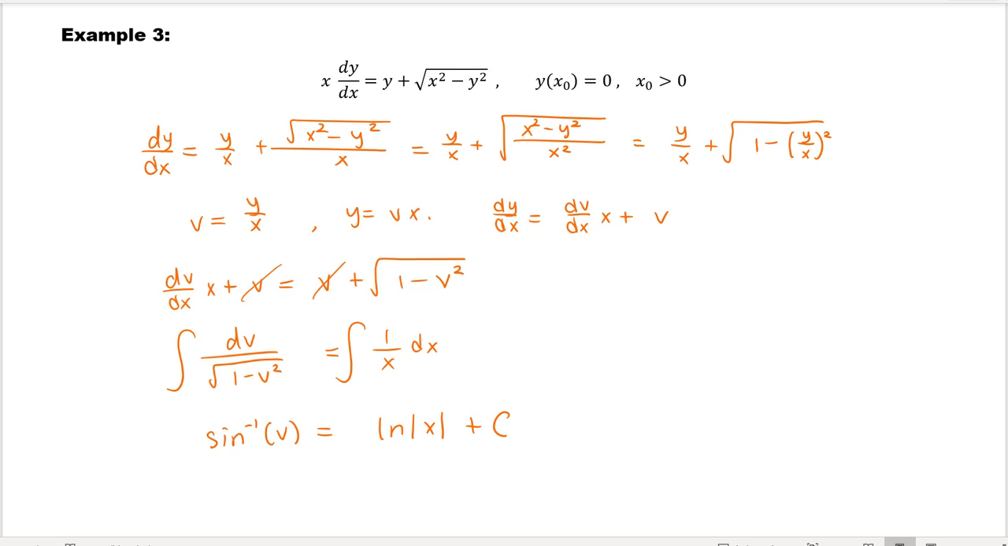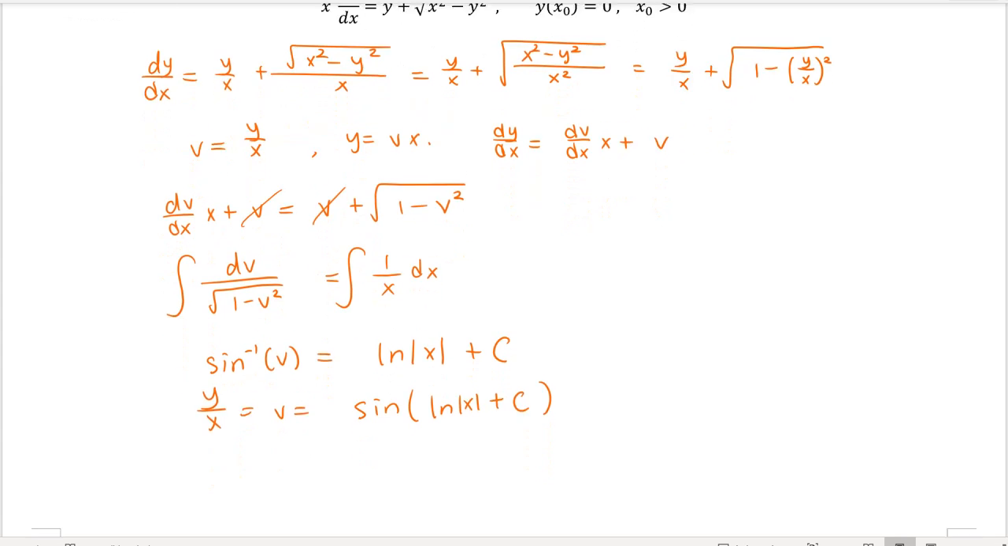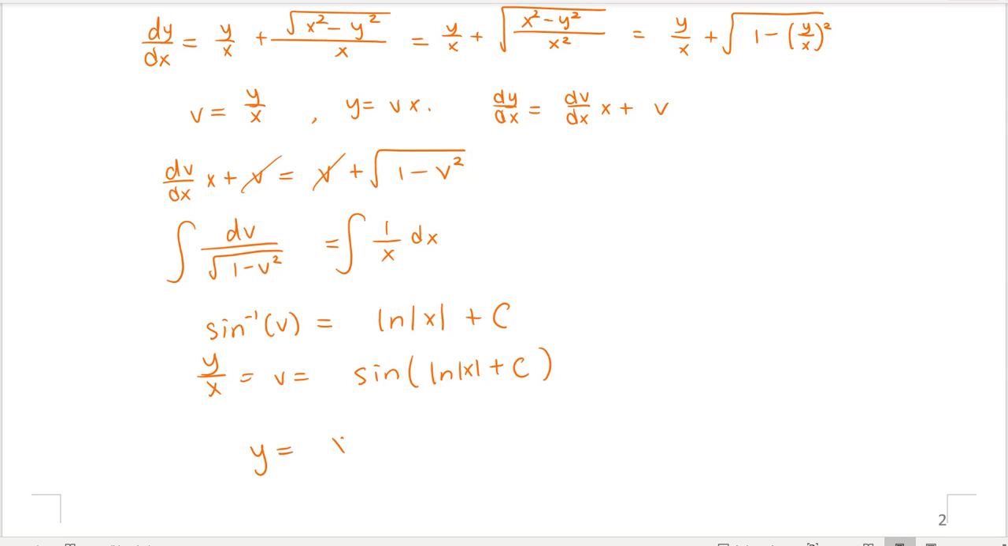Oh, how do we find v? Applying sine on both sides. Okay. And v, what is v? v is y over x. So what is y? y is x times sine of the natural log of the absolute value of x plus c.